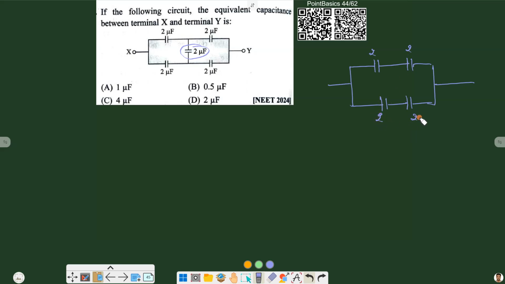Now these 2 and 2 are in series, so when they are added, they will give 1 microfarad, and these two capacitors are also in series, both of equal value, so they will give 1 microfarad in series. Now both of them, this one and this one, are in parallel. So in parallel they will give 1 plus 1, 2 microfarad. Option D will be the right answer. Moving to next question.